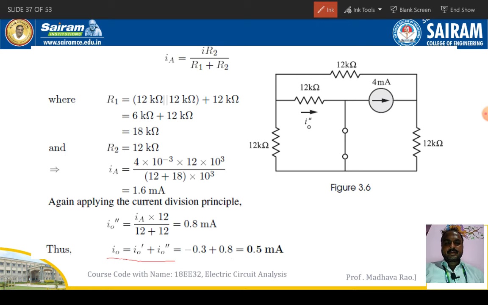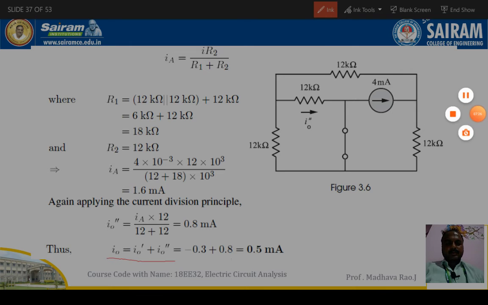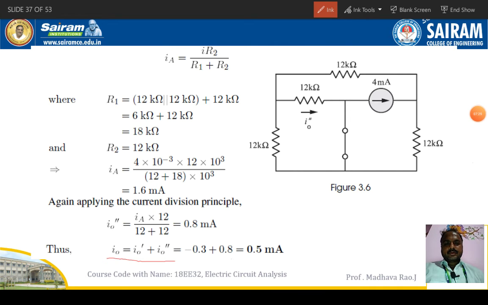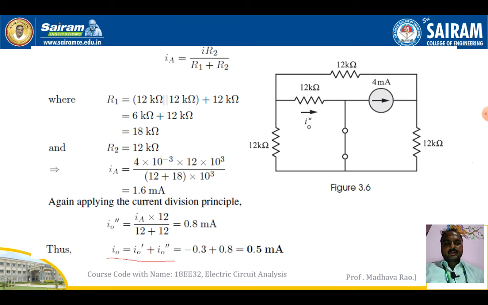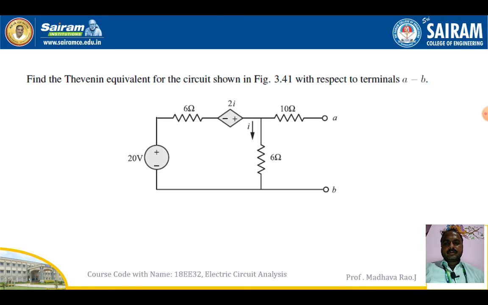Okay, so one more problem based on Thevenin's theorem. Find the Thevenin's equivalent for the circuit shown in figure 3.14 with respect to terminals AB. So AB, where is AB? So we have to do this problem based on Thevenin's theorem.